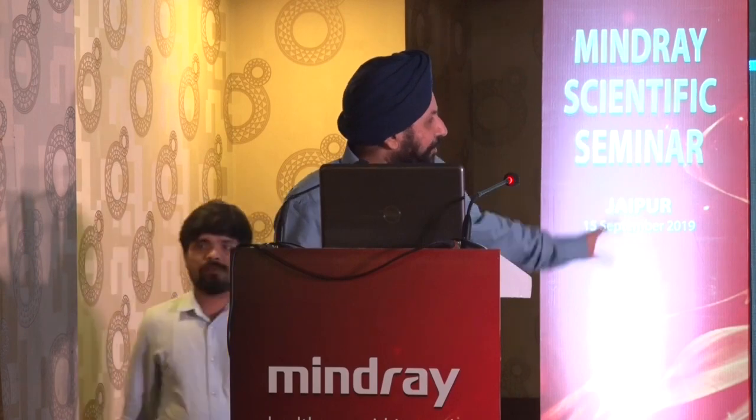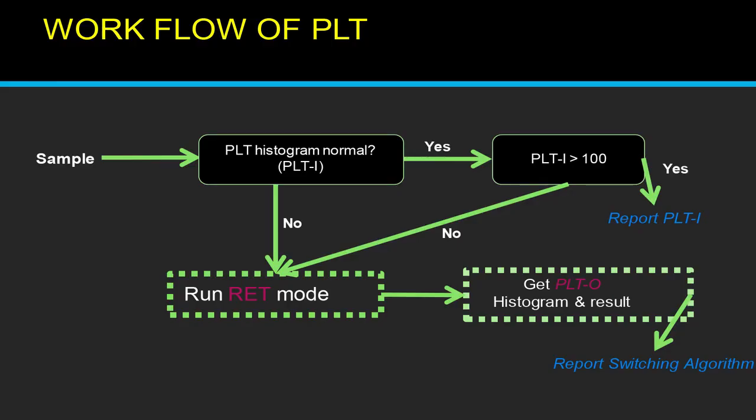So this is the workflow of the platelet as we do in our laboratory. First of all, we look at the platelet histogram. If the histogram is not okay, we run every sample on the reticulocyte mode to do the optical or fluorescent platelet. However, if the platelet histogram is normal, then we look at the count. If the count is more than 100 and the histogram is normal, we report the platelet as it is without doing any smear review. If the platelet count is less than 1 lakh, we again run the ret mode and do both impedance and optical platelet.